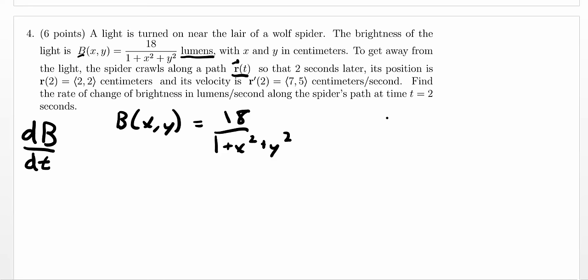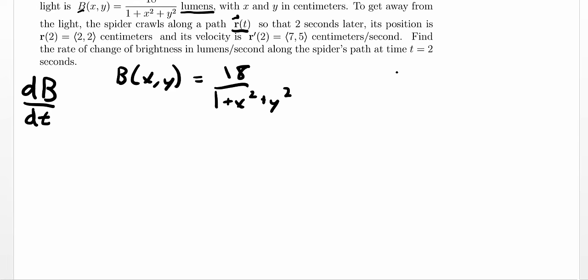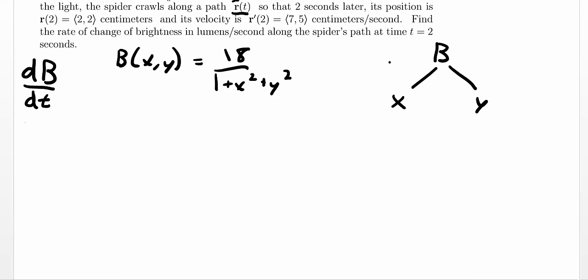So x and y are functions of t. So this is a chain rule. This is a multivariable chain rule problem. Let's set up the tree. B is a function of x and y. X and y are both functions of t.